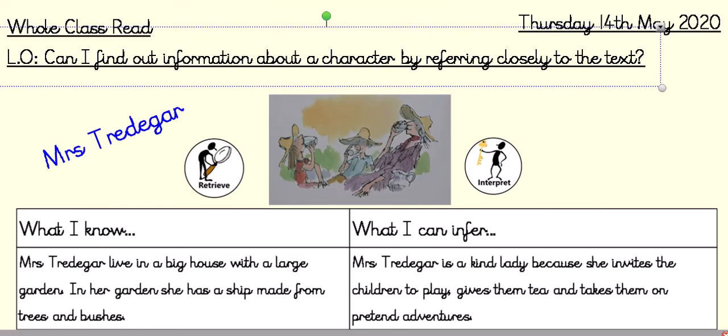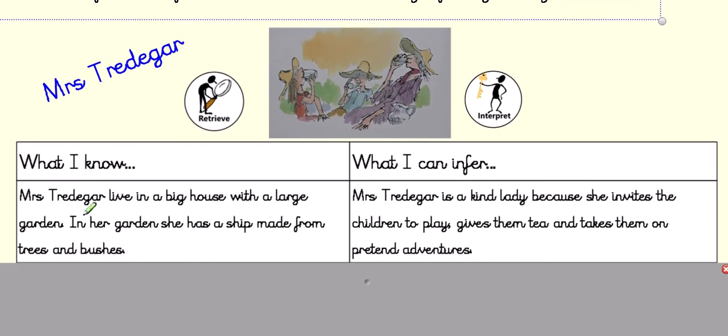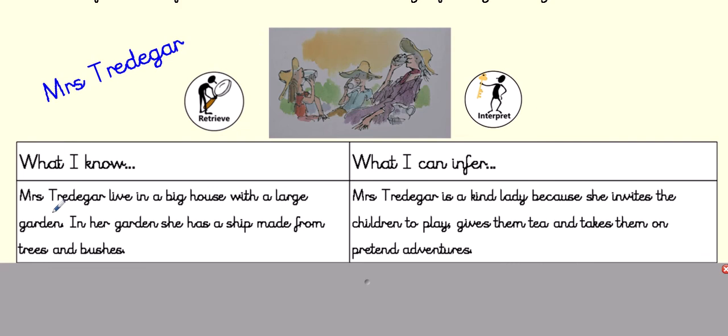So for the first one, what do we know about Mrs. Tredegar? Well, we could say something like, Mrs. Tredegar lives, let's just correct that. Mrs. Tredegar lives in a big house with a large garden. In her garden, she has a ship made from trees and bushes.